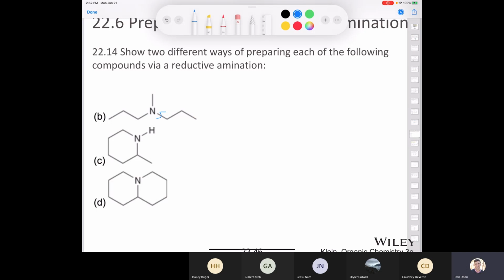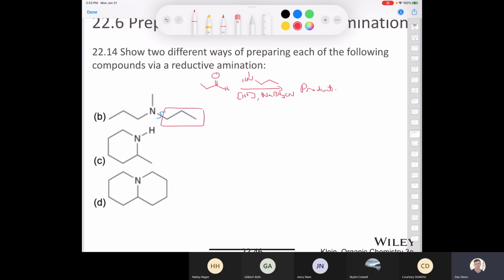So what does that mean? That means that if we were to start with these three carbons on an aldehyde, like this, so I'll write it like this, this is propionaldehyde. If we were to treat that with this amine, this is methylpropylamine, like this, there's our methylpropylamine. We want to treat it with that, a catalytic amount of acid, and sodium cyanoborohydride, and that's going to give us the desired product.